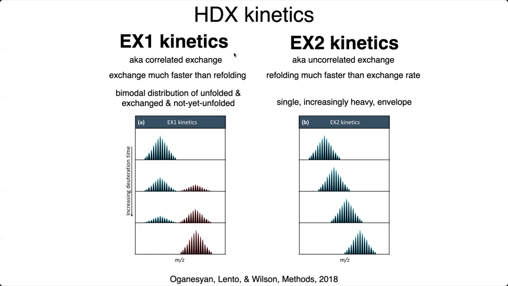Whereas with EX1, here we're saying, okay, it opens up and then it stays open for a while, so everything's going to exchange. Now you get a bimodal distribution of unfolded and exchanged, and not yet unfolded, and therefore not exchanged parts. So you have these two main envelopes rather than one envelope that's moving together. You have the unfolded that's going to be deuterated as soon as it unfolds, and it's going to stay unfolded, or it can fold back up, but we wouldn't know. And then you have the one that has not yet unfolded, and that's going to be unexchanged.